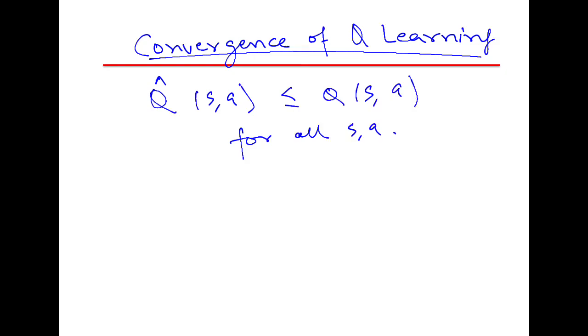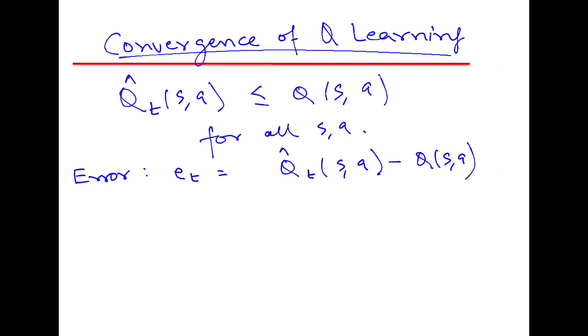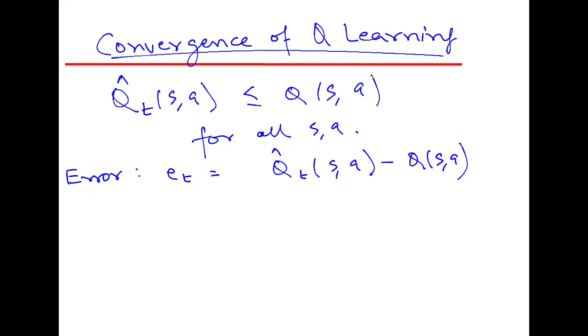So what is my error? Let's say Q hat at time t is Q hat t S comma A, right? So let's call the error at time t delta. The error is Q hat t S comma A minus Q of S comma A, right? That's my error in a state S comma A. If I am in state S and I take action A, that's my error. And let's say I take a max over S comma A.